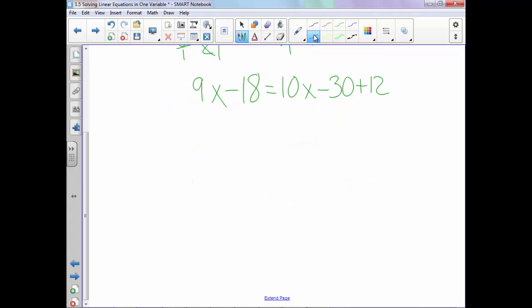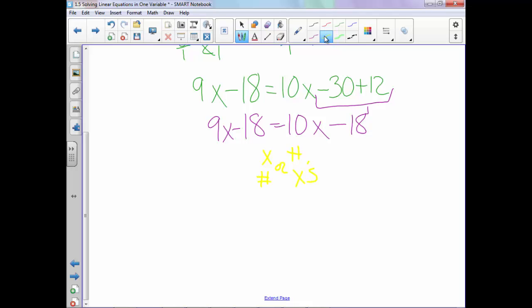Now let's add our like terms. So these two, neither of them have an x, so we can combine them. So we have 9x minus 18 equals 10x, and negative 30 plus 12 is negative 18. And now it doesn't matter whether you move the x's to this side and the numbers over here, or the numbers on this side and the x's over here. It doesn't matter. So I'm just going to pick one.